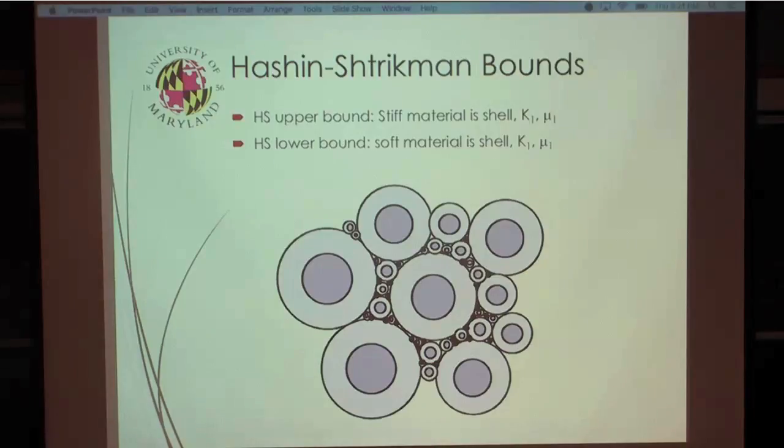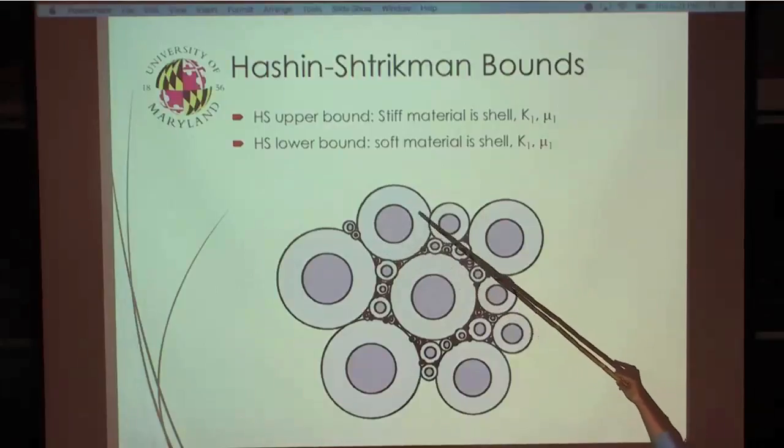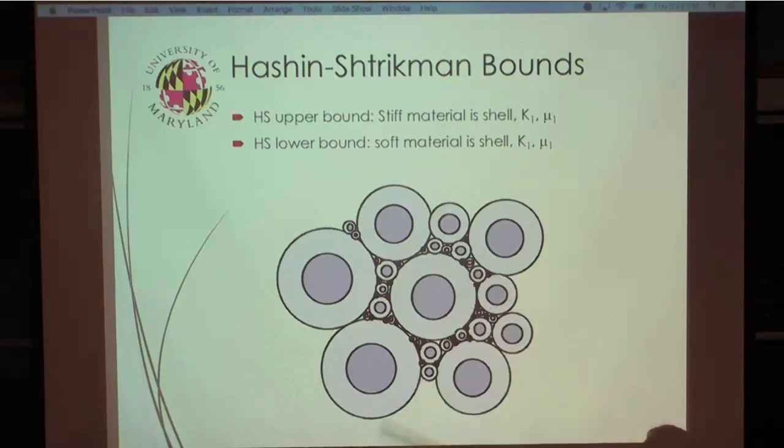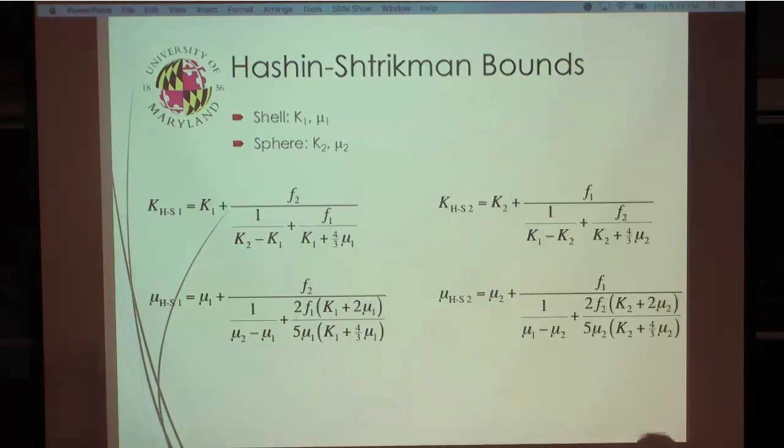This is a beautiful idea. If you squint your eyes, it starts to look a little bit like the rock structure, all right? Essentially, this is still a two-phase material. You have the purple and the light blue. One is a sphere, and the other is a shell around that sphere, okay? If the shell is the stiff material, its physical property gets subscript one, and the sphere gets subscript two, okay? Then you can actually derive the effective moduli of the composite material, and this is the formula, all right?